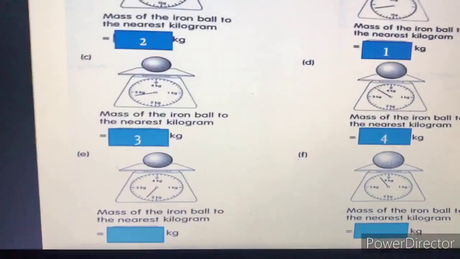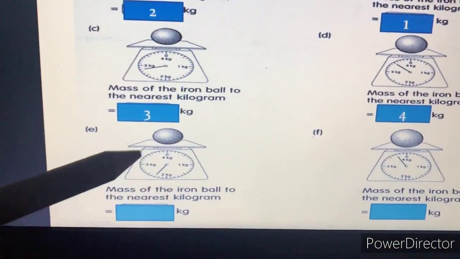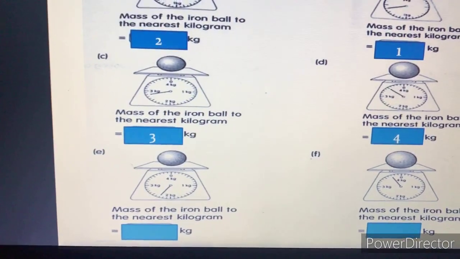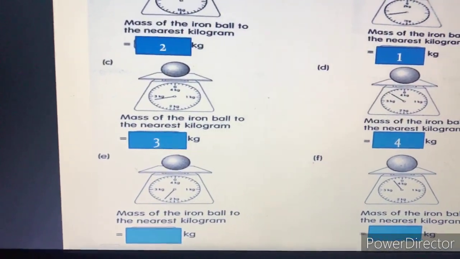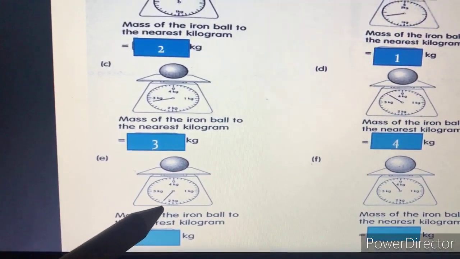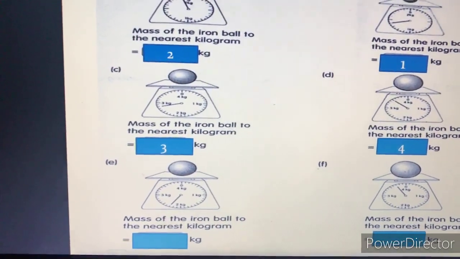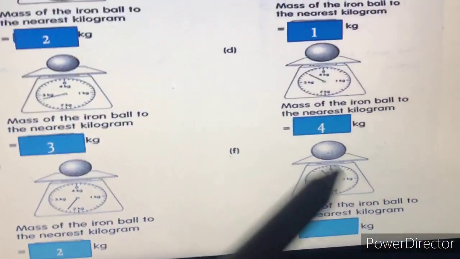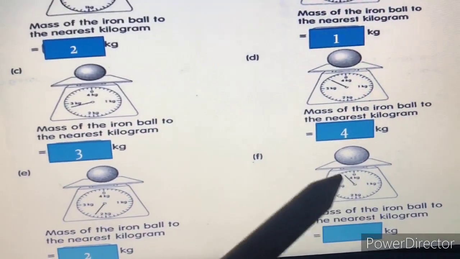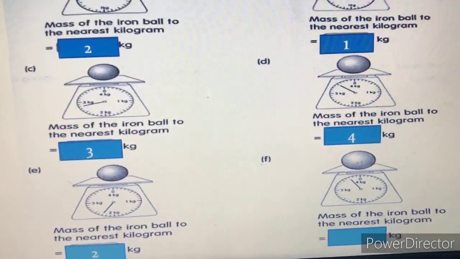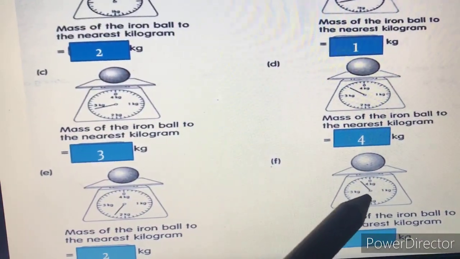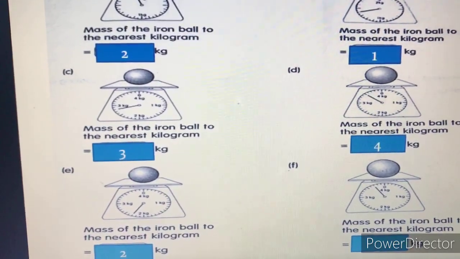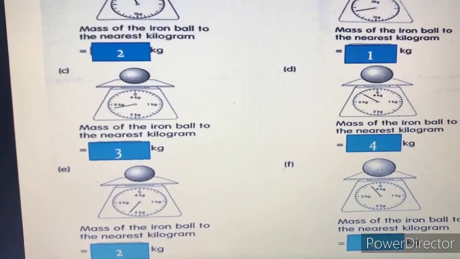Now, the next example is, the scale is of 4 kg and they want you to tell the mass of this iron ball as usual, rounded off to the nearest kilogram. So what does the needle say? The needle says it is near to 2 kg. So you will write it is 2 kg. Now come to this part F. See, the scale is of 4 kg and you have to tell the iron ball mass. So you see the needle, it is near to 4. So you will clearly write the mass of the iron ball is equal to 4 kg.